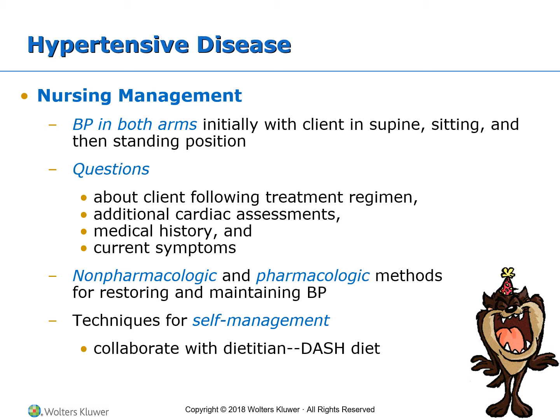Hypertensive disease continues. Accelerated and malignant hypertension. Accelerated hypertension and malignant hypertension are more serious forms of elevated blood pressure that develop in clients with either essential or secondary hypertension. Accelerated hypertension is considered a hypertensive crisis. It is manifested by markedly elevated blood pressure accompanied by hemorrhages and exudates in the eyes.